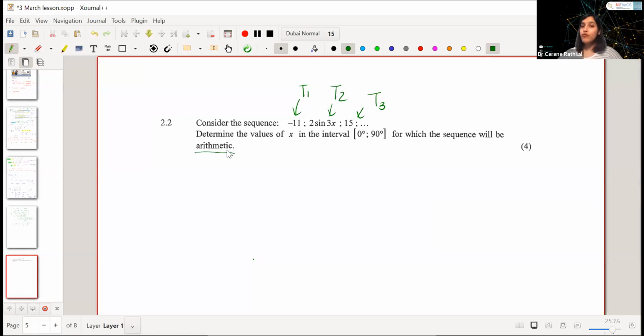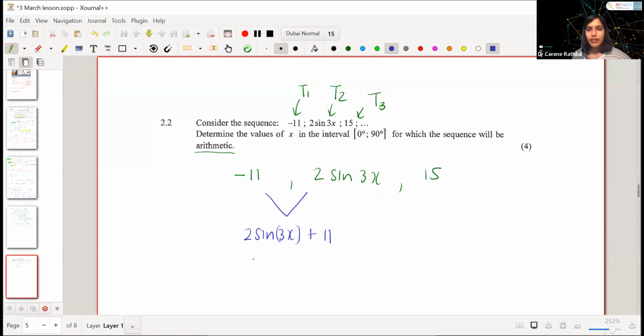So again, I'm looking for a very specific type of property. The property is that there is going to be a common first difference. That's the thing in here. So because there is a common first difference, that means that this must happen. It means that when I take that difference, which is 2 sine 3x minus 11, which gives me plus 11.